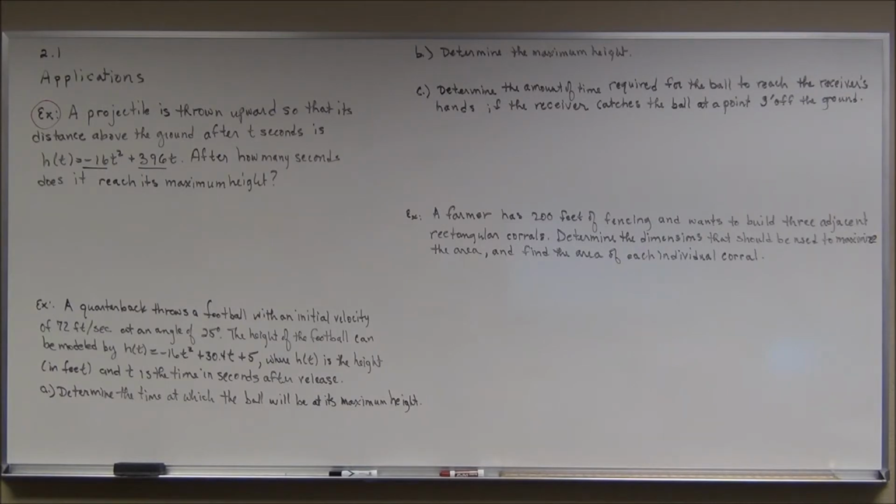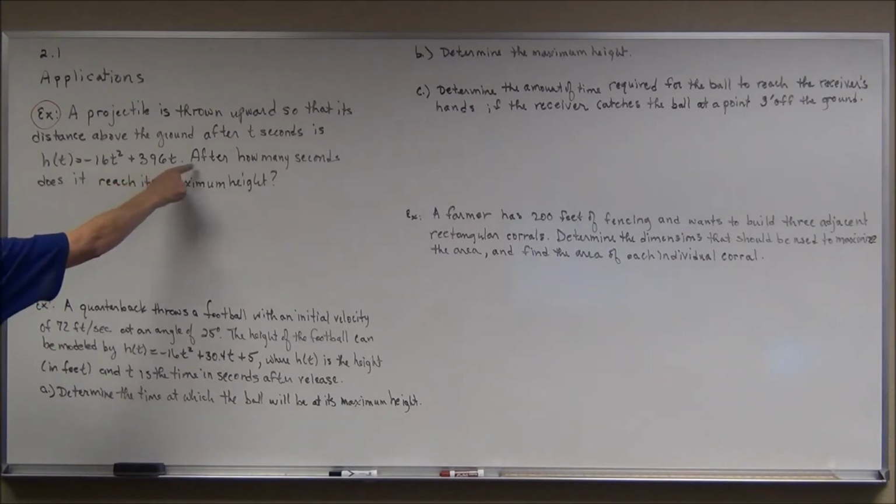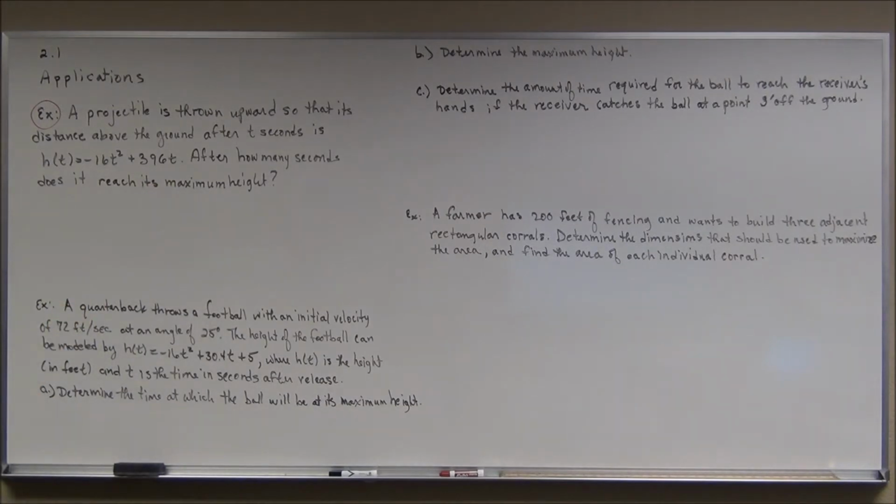A projectile is thrown upward so that its distance above the ground after t seconds is h of t equals negative 16t squared plus 396t. After how many seconds does it reach its maximum height?